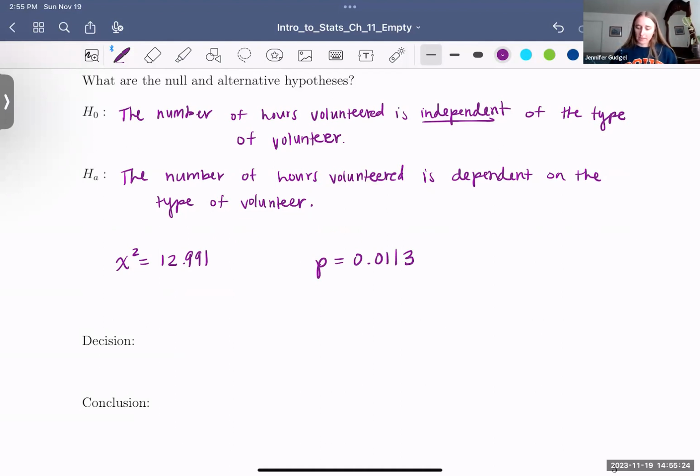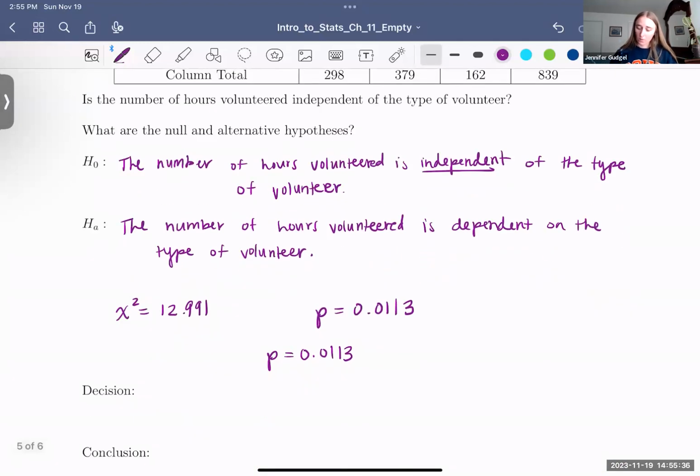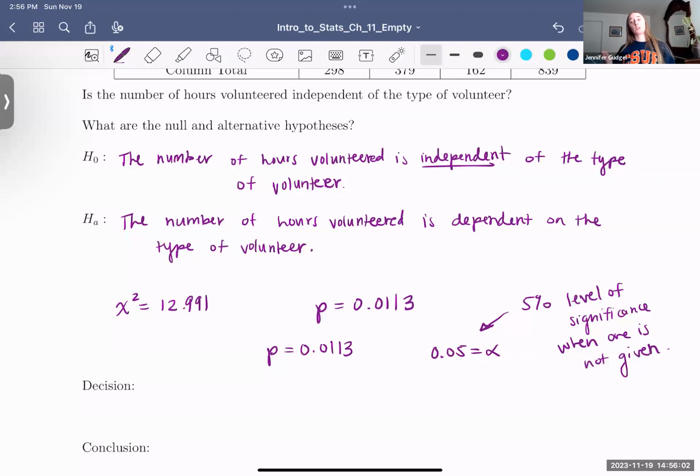All right, our decision is based on the p-value compared to alpha. Now, did they give us an alpha here? Go up and see, did they say the level of significance anywhere? They didn't. When they don't give you a level of significance, we run it at 5%. 5% level of significance when one is not given. If they don't give you one, you use a 5%. If they do give you one, you use whatever they give you, right?